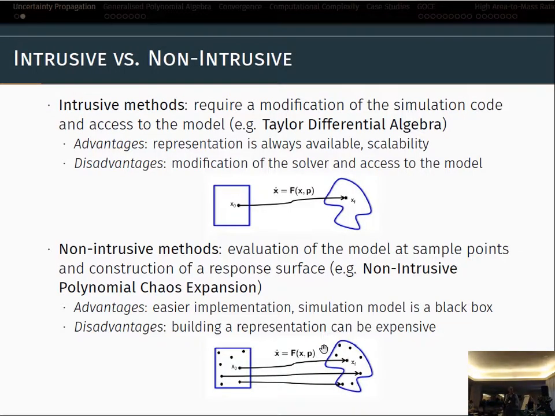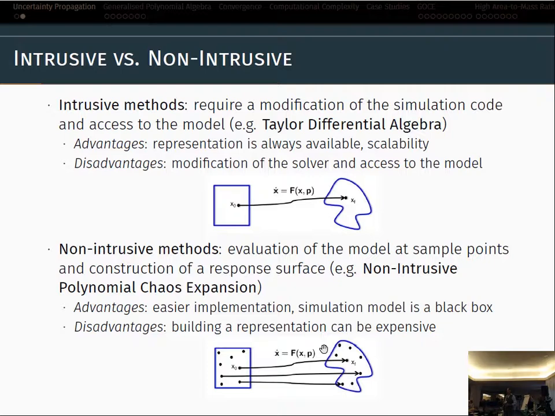So, if you look at the literature on the use of Taylor expansions, you see that a rather popular technique is called Taylor differential algebra. And if you look at the community that does uncertainty propagation and uncertainty quantification, normally, methods to propagate uncertainty are divided into two categories. One is called intrusive methods, because you need to have access to your equations and you modify the equations, or you need to modify the computer code that calculates the quantity that you're interested in.